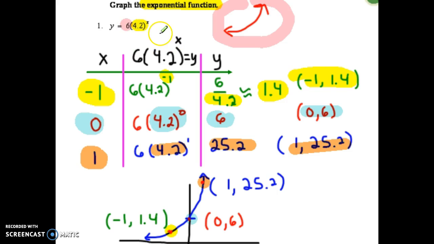But make sure you look at your coefficient, so that's going to make it more narrow. If my coefficient wasn't 6, but it was a fraction, it would make it wider. And then if I had plus or minus after my exponential, then that's what would move it up or down.